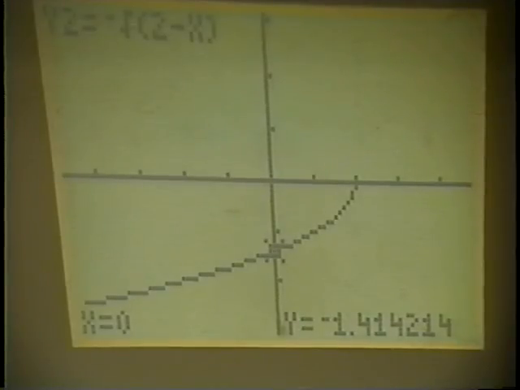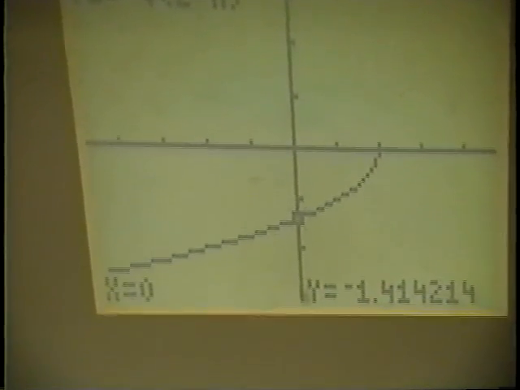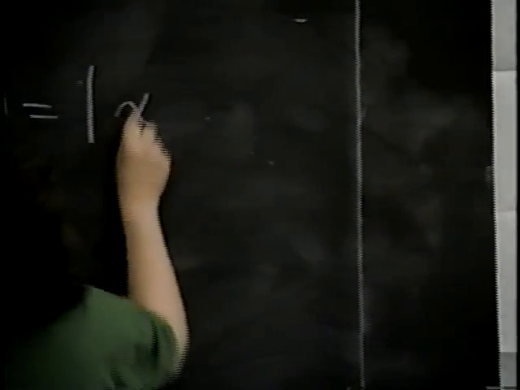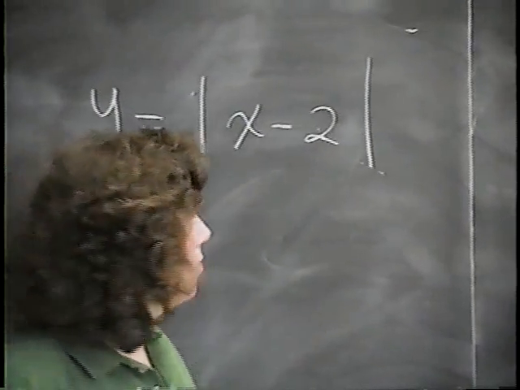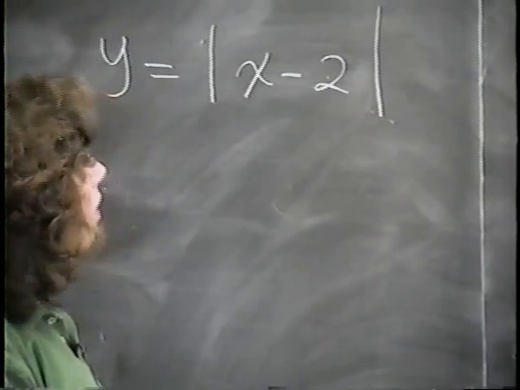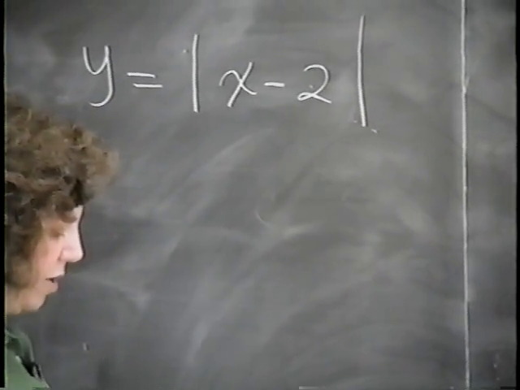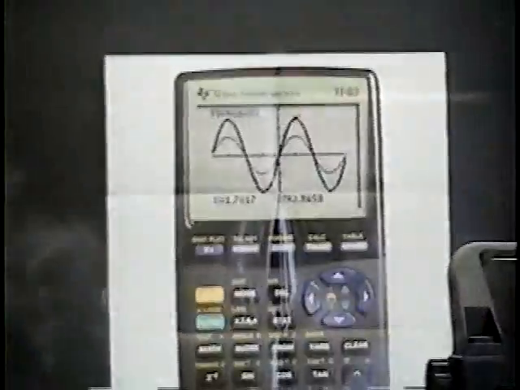Okay, the next function I want to sketch for you is y equals the absolute value of x minus 2. Go back to y equals. I'm going to delete these. I don't need them right now. Clear this one. Clear this back over here.